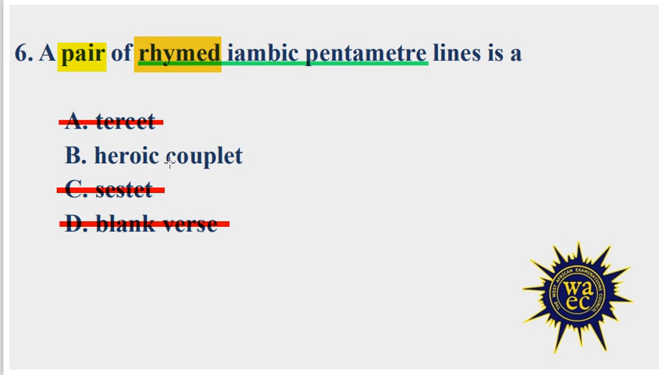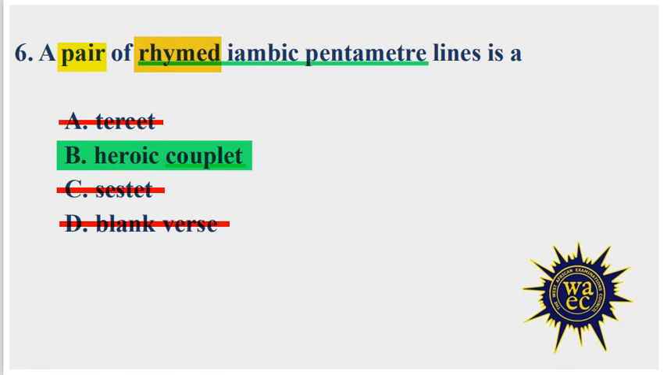Now, let's see what heroic couplet is, because option B is not only couplet, it is heroic couplet. What is a heroic couplet? I explained it earlier on. It is 2 rhyming lines in iambic pentameter. That is heroic couplet. What does the question say? A pair of rhymed iambic pentameter lines is option B, heroic couplet.